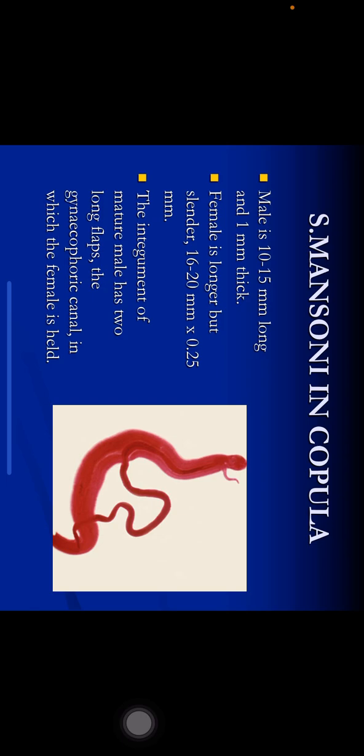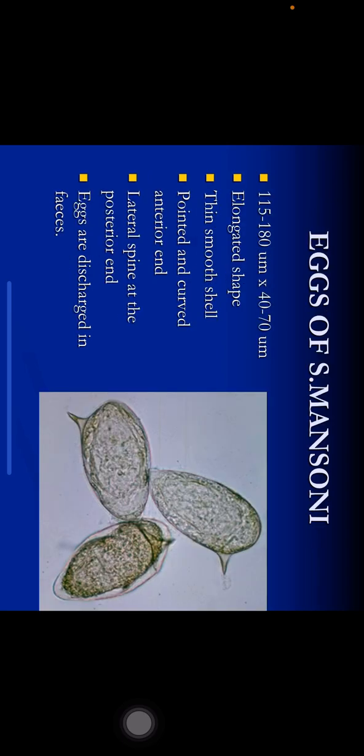Schistosoma mansoni in copula. Male worm is 10 to 15 mm long and 1 mm thick. The female worm is longer but slender. She measures about 16 to 20 mm long and 0.25 mm wide. The integument of the mature male has 2 long flaps, the gynecophoral canal, in which the female is held.